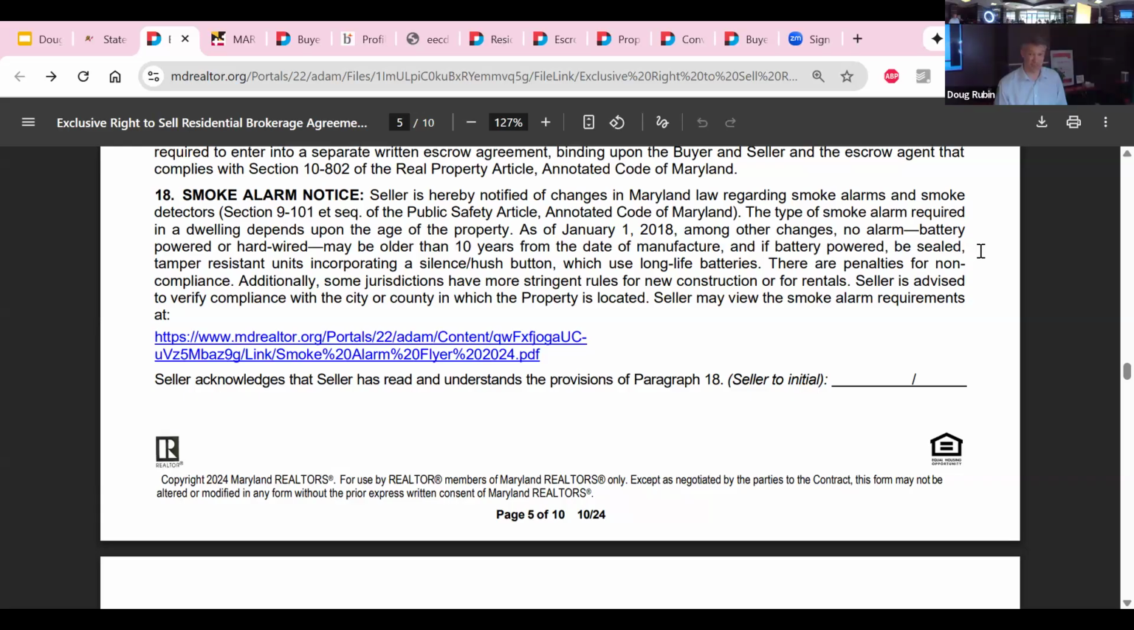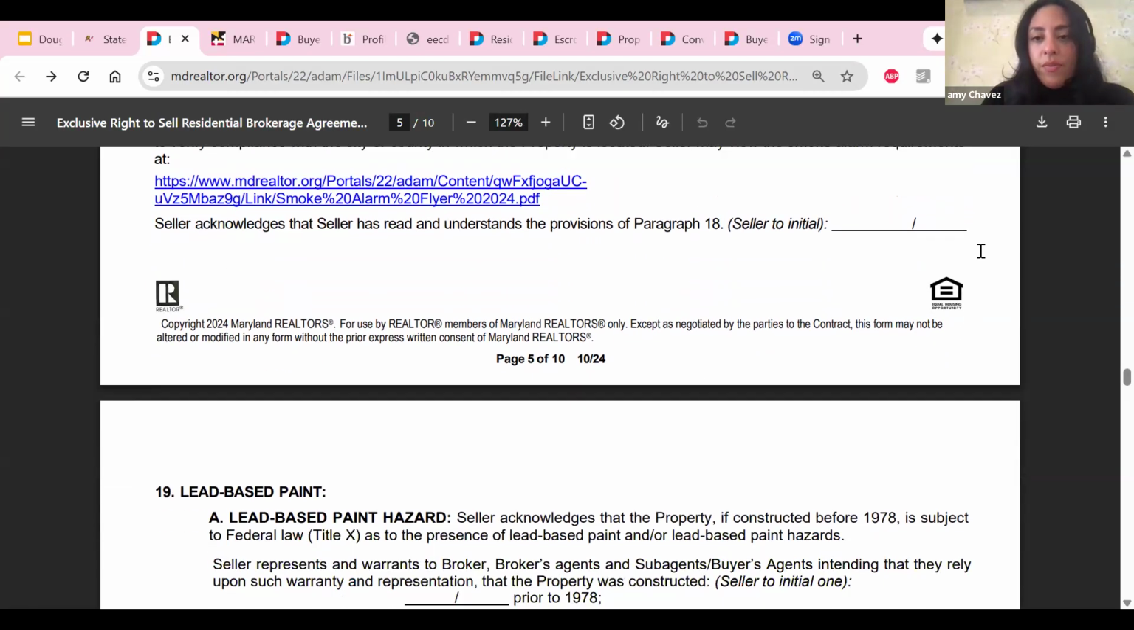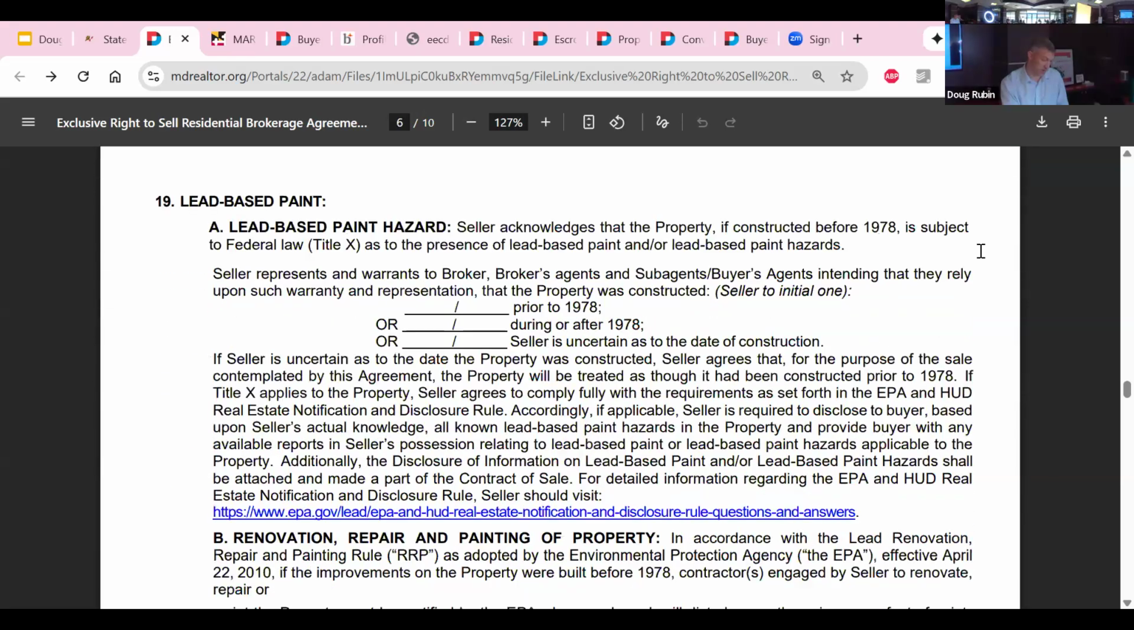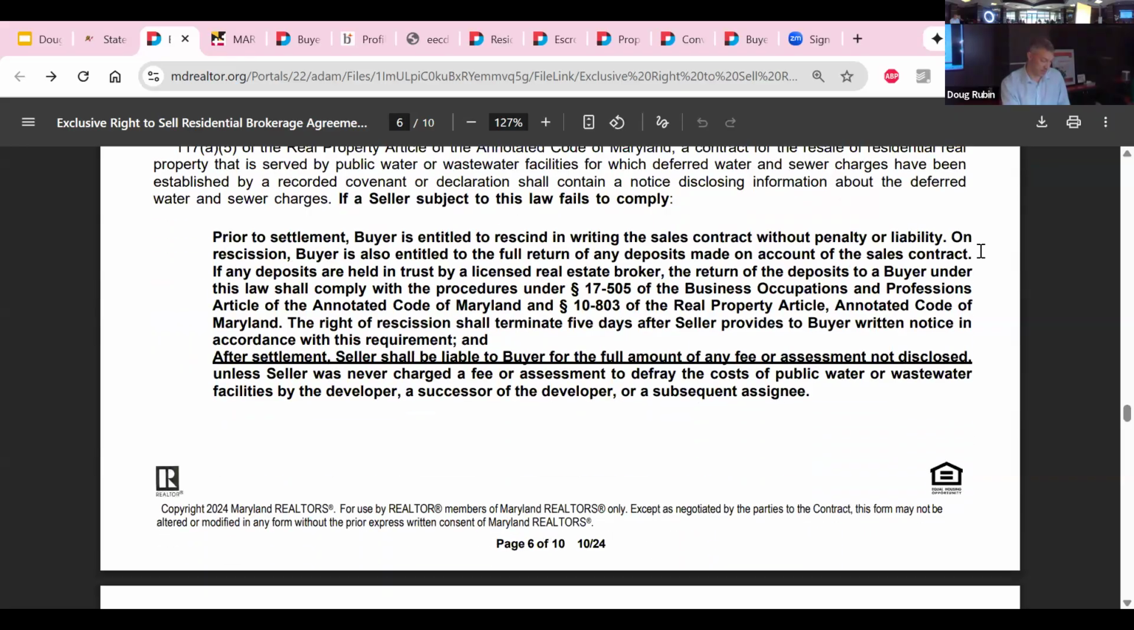From what I understand, I think it's basically unwaivable. Maybe you can build in some language that specifically says, seller shall not repair or replace smoke detectors. But honestly, I can't promise that that's enforceable based on the smoke detector laws that are in effect. Okay, excellent. Thank you. So we went through lead paint briefly.